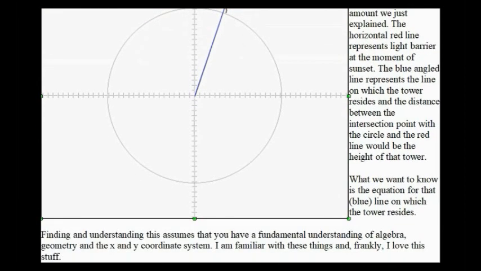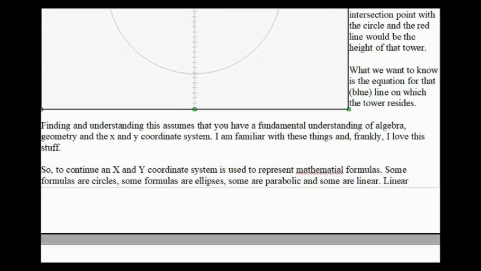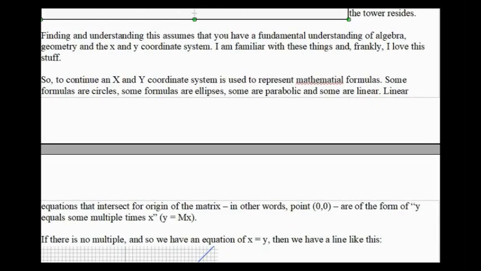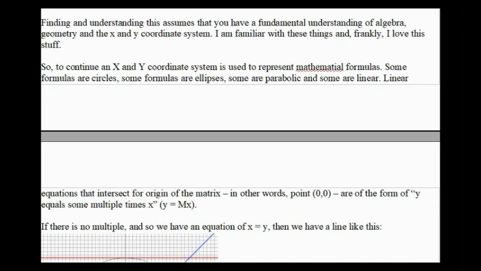Finding and understanding this assumes that you have a fundamental understanding of algebra, geometry, and the X and Y coordinate system. I am familiar with these things, and frankly, I love this stuff. So, to continue, an X and Y coordinate system is used to represent mathematical formulas. Some formulas are circles, some are ellipses, some are parabolic, and some are linear. Linear equations that intersect the origin, in other words point 0,0, are of the form y equals some multiple times x.